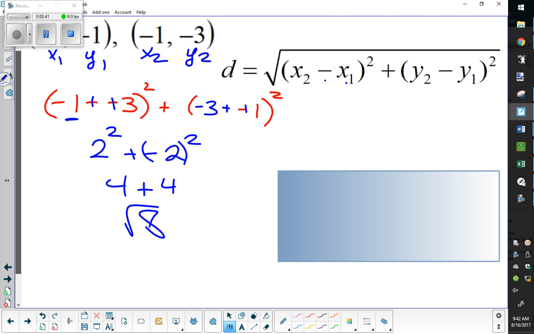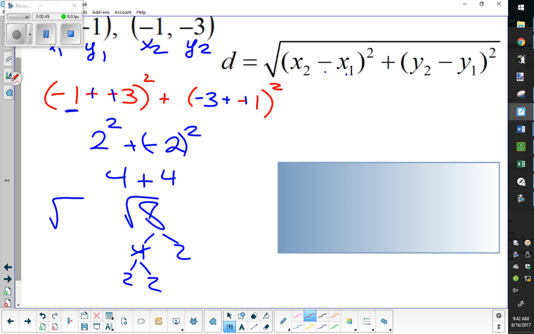What two numbers multiply together to get 8? 4 and 2. I can break 4 down into 2 and 2. You're looking for pairs. What do you have a pair of? Pair of 2s. So 2 goes on the outside. This guy doesn't have a buddy, so he stays underneath. Your final answer is 2 radical 2.